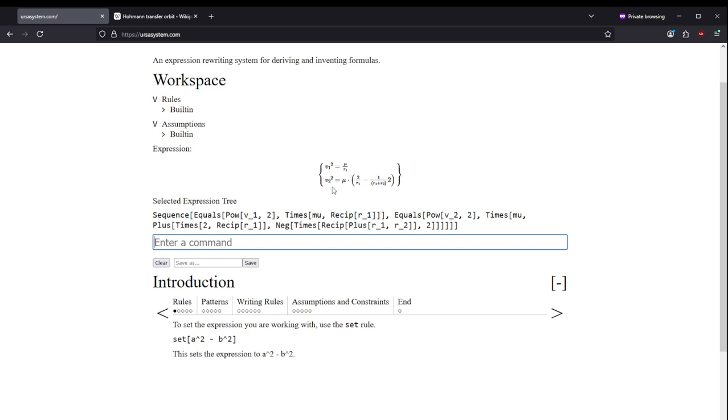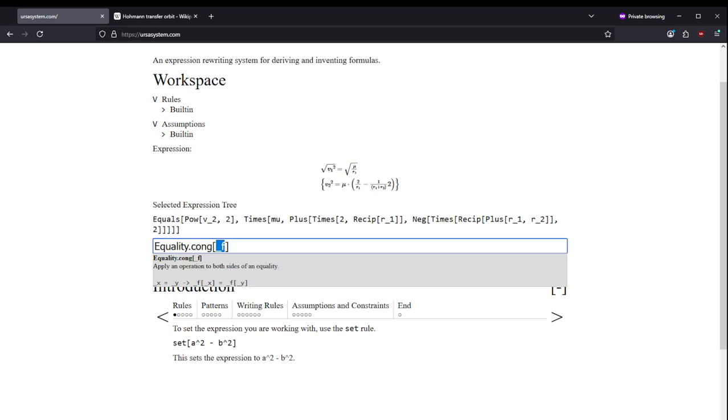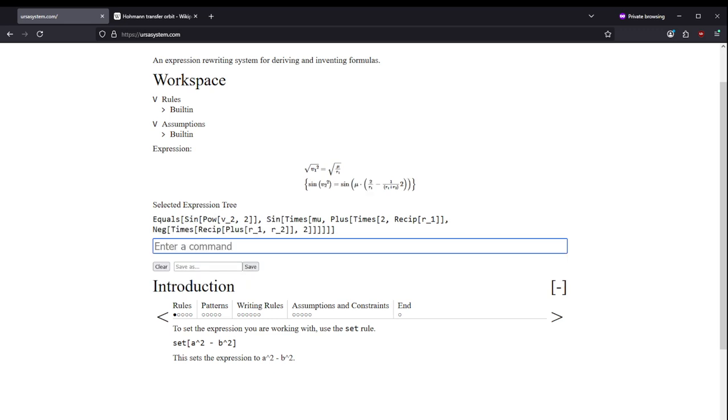Now, we are almost ready to subtract these, but we want to take v2 minus v1, and we've got v2 squared and we've got v1 squared, so we want to take the square root of both sides. Now, the way that we do that is there's a rule or a command called cong. It's equality.cong. And cong stands for congruence, and it implements that equality is a congruence relation. So you can apply a function to both sides of an equality, and it remains true. So I can say cong square root, and this will take the square root of both sides of the equality. And you can use any function with cong, like we can take sine of the both sides of the equality.